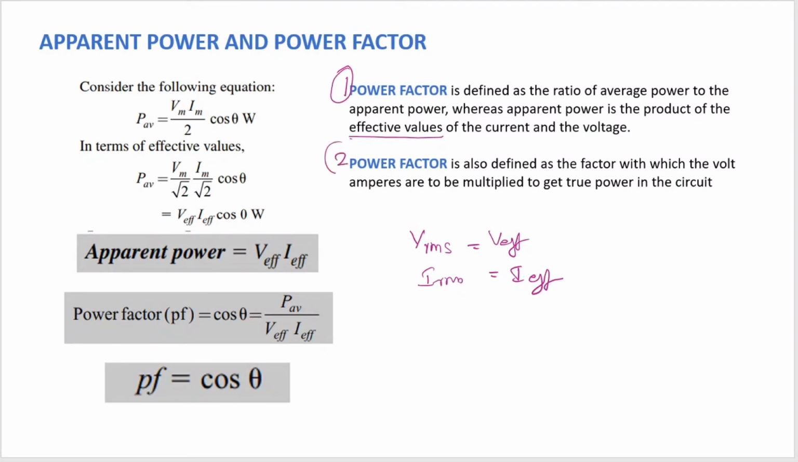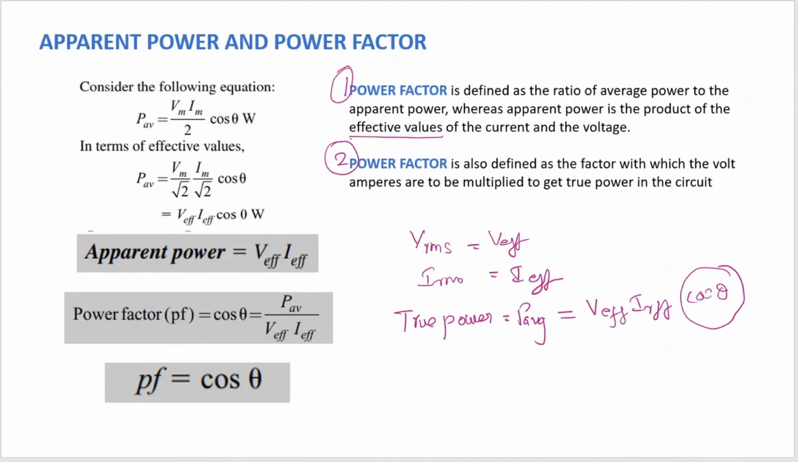Second definition: power factor is also defined as the factor with which the volt amperes are to be multiplied to get true power. True power is also called P average. So to get P average, we have to multiply the effective values, V effective and I effective, with a factor called cos theta. This is called power factor.